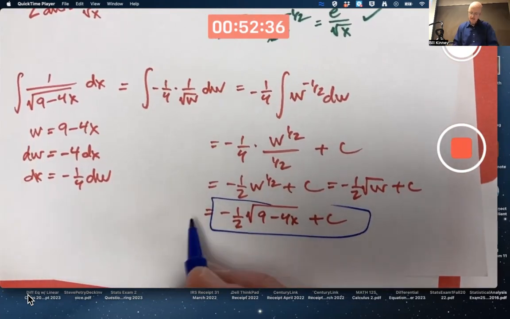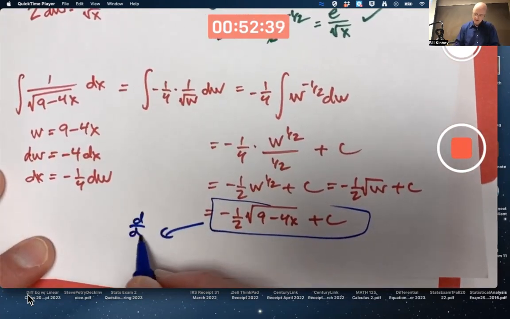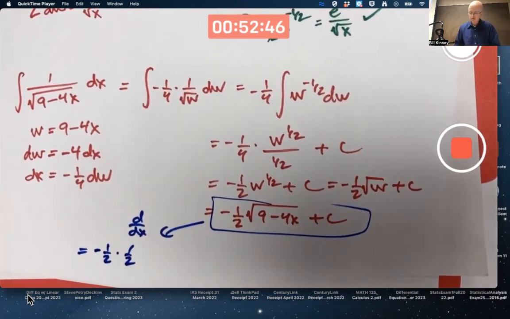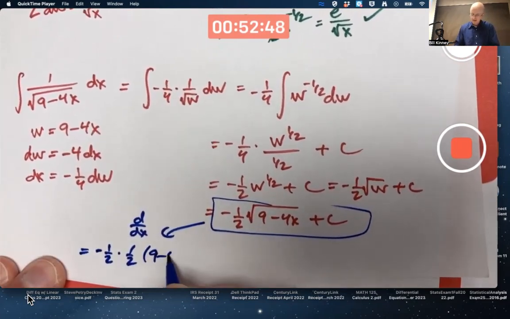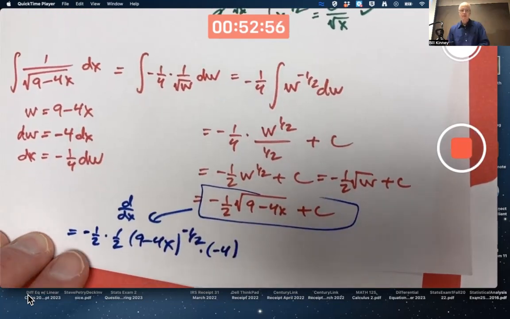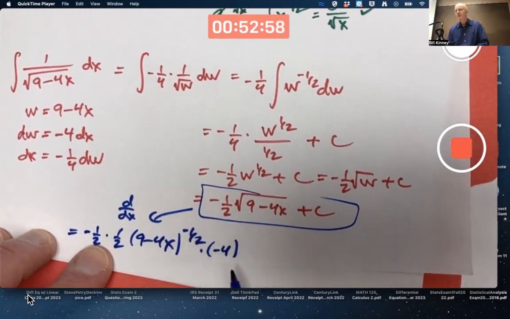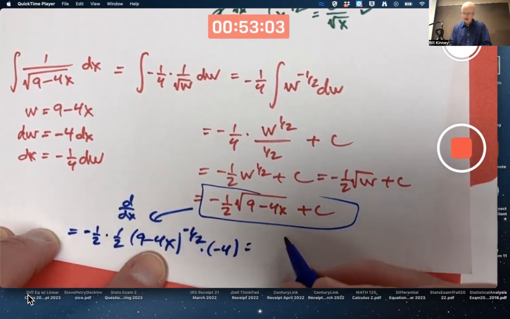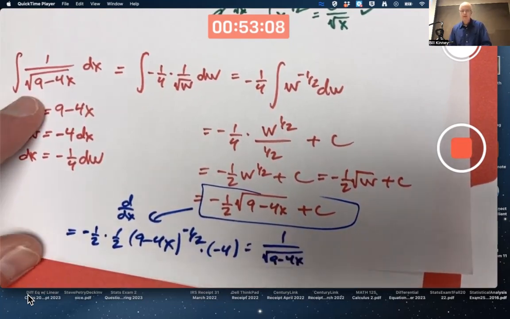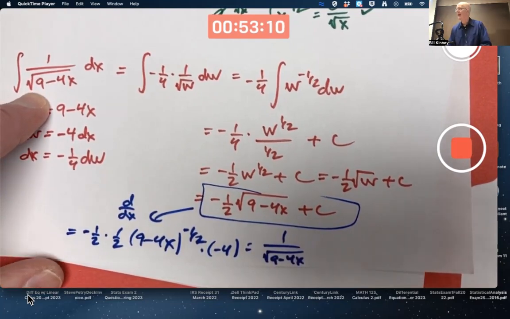If we try checking, the negative 1/2 is going to stay there. I'll bring down a 1/2 because square root is to the 1/2 power. Then I subtract 1 from the exponent. Then by the chain rule, multiply by the derivative of 9 minus 4x. Negative 1/4 times negative 4 is positive 1. And this negative 1/2 power means we can write the final answer like this. We do get the same thing as what we integrated, called the integrand function.